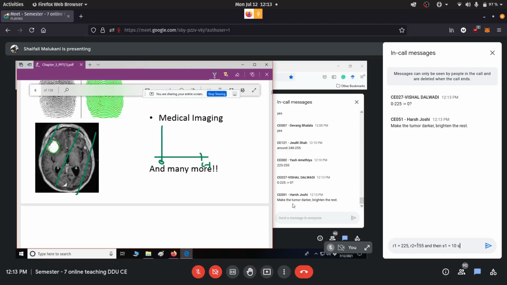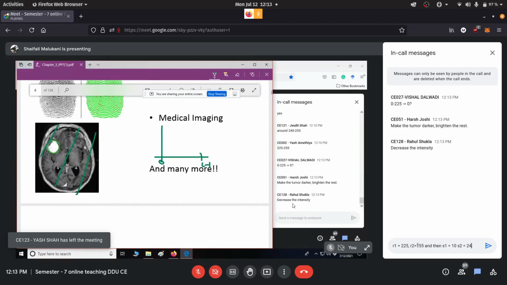Yes, let us make them. Make the tumor darker, brighten the rest. That is what her suggestion is. Vishal says make 0 to 2 to 5 is 0. Rahul says decrease the intensity. Let us try them all one by one. We will try them one by one.